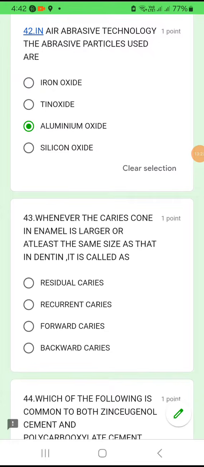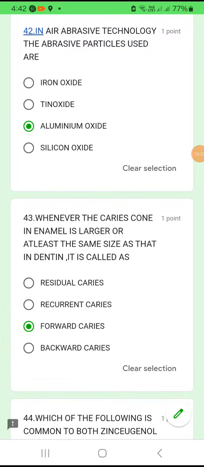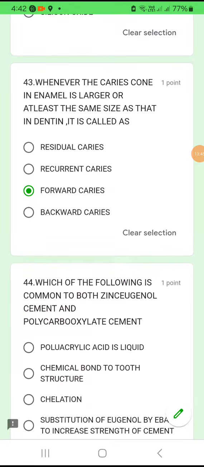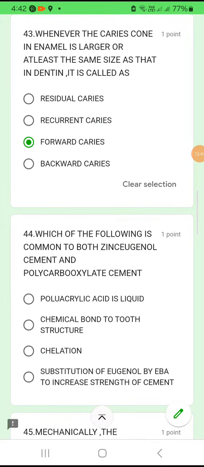Question number 43. Whenever the caries cone in enamel is larger or at least the same size as that in dentine, it is called as, so which means the caries is moving forward. Okay. So the option C is the answer. Forward caries. The caries cone in enamel is larger or at least the same size as that in dentine, which means the caries is moving forward. So forward caries.